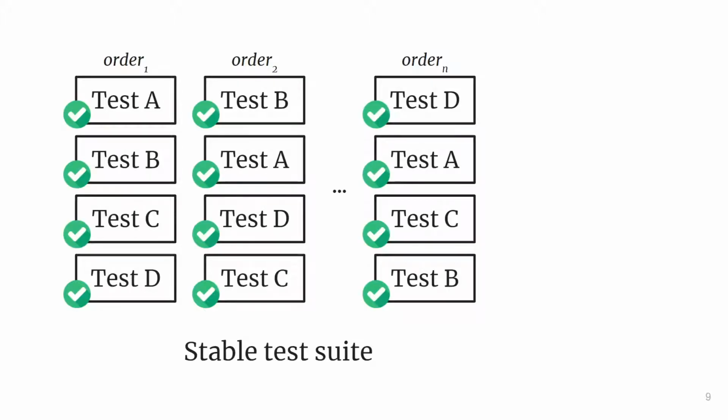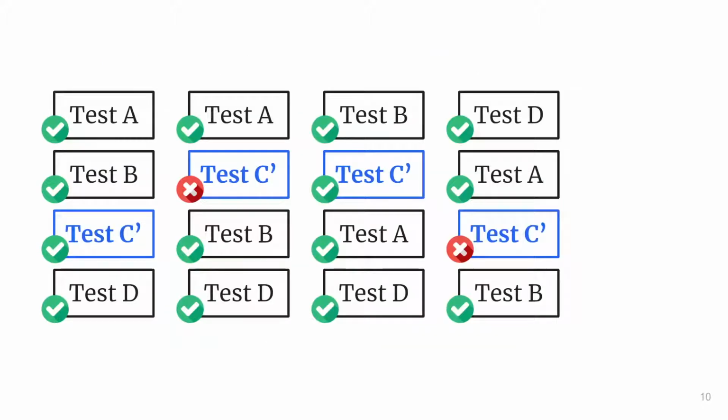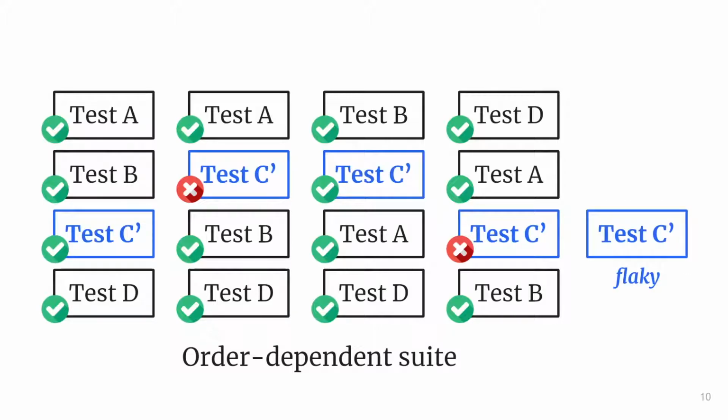So our approach takes a stable test suite. Here we can see that in different orders from order 1 to n, the results are the same. The test suite is stable. But if we mutate one of the tests, let's say test C, and then we reintroduce it in the test suite, we can make the test suite order dependent. Here we can see that sometimes the test suite is passing and sometimes we have failures. In this case, the test suite is order dependent and test C prime is flaky.